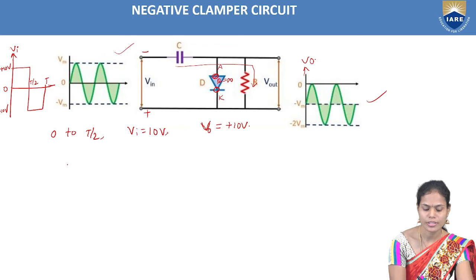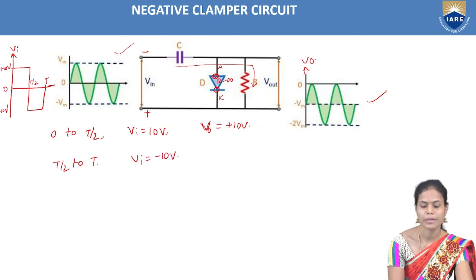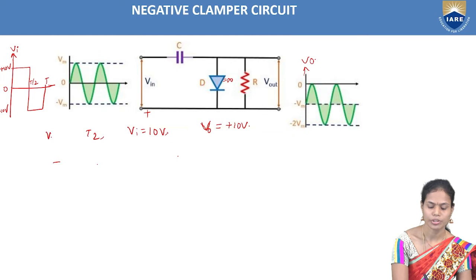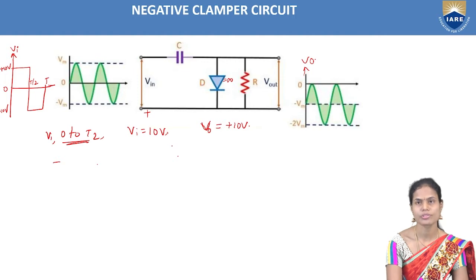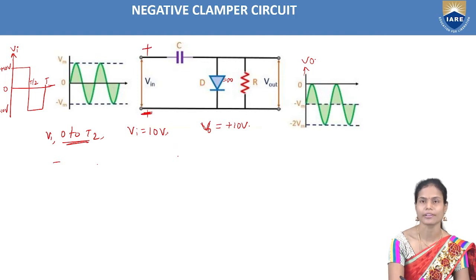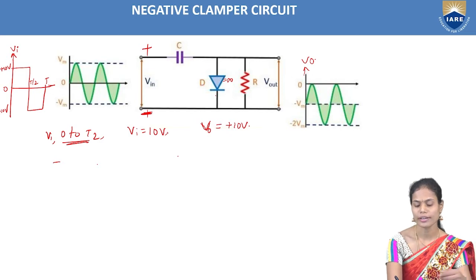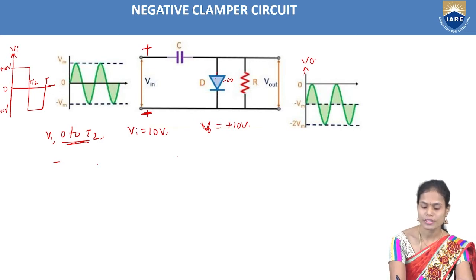Next I am considering the case T by 2 to T. In this case, my input voltage is minus. First input voltage, I am taking the duration from 0 to T by 2, that is 10 volts. So here it is plus, here it is minus. So for the anode terminal of the diode, we are providing the positive voltage, and for the cathode terminal of the diode, we are providing the negative voltage. So in this case, the diode acts like a short circuit. Once it is short circuit, it has zero resistance, so the current will flow in this direction.